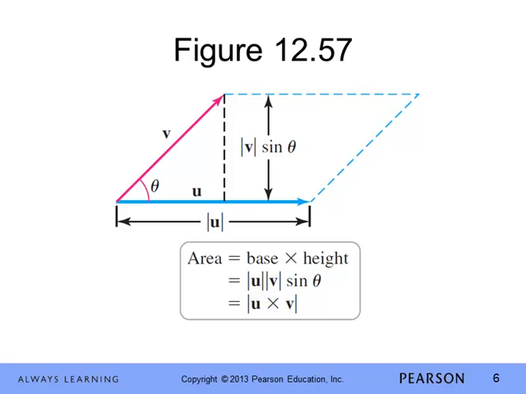Here's a little proof for the parallelogram area thing. Remember, for a parallelogram, area is base times height. So the base here would be magnitude u, and the height would be magnitude v times the sine of angle theta.